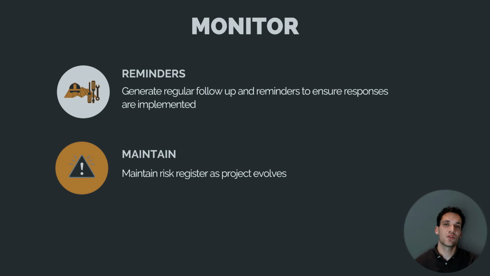And although we're not going to cover it in this course, you could look at integrating it with a tool like Zapier, where you could actually automate the follow-up sequence to make sure these response plans have been put in place. Then we can also just maintain our risk register with ChatGPT. So as the project progresses, new things happen, we can go through that same sequence of identify, analyze, and planning responses with the support of ChatGPT.